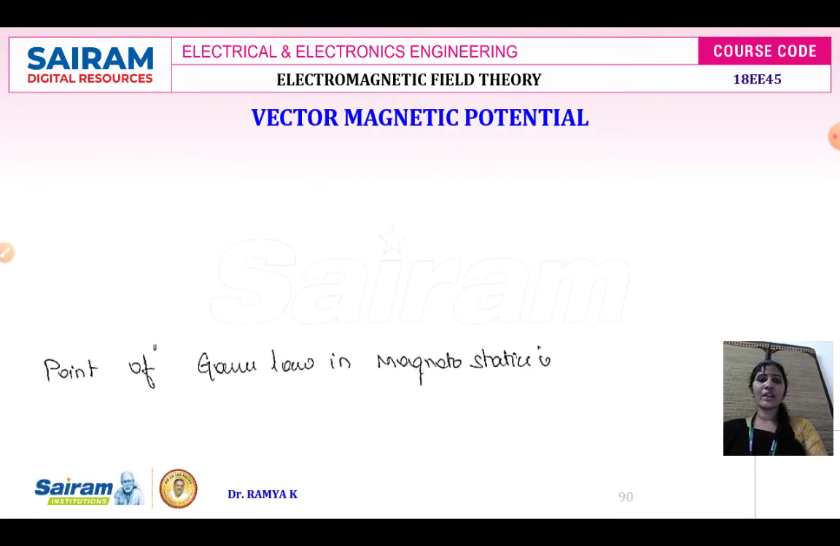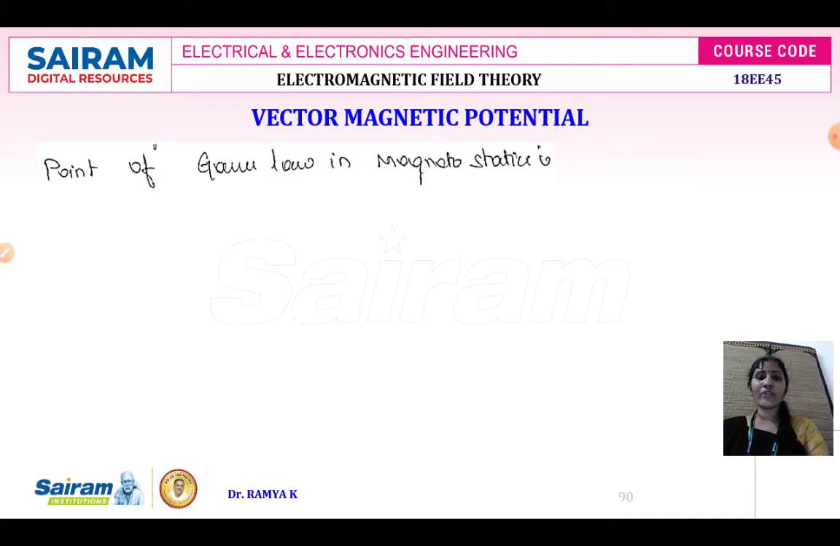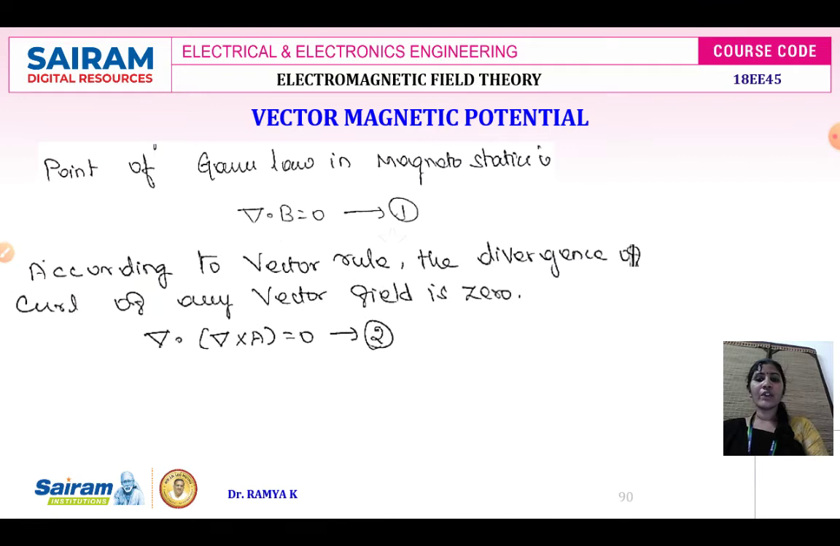Then vector magnetic potential. Now, the point form of Gauss's law in magnetostatics. What is the point form of Gauss's law in magnetostatics? Divergence of B is equal to 0. Here, when you apply the vector rule, the divergence of the curl of any vector is going to be 0. So B should be the curl of some vector.